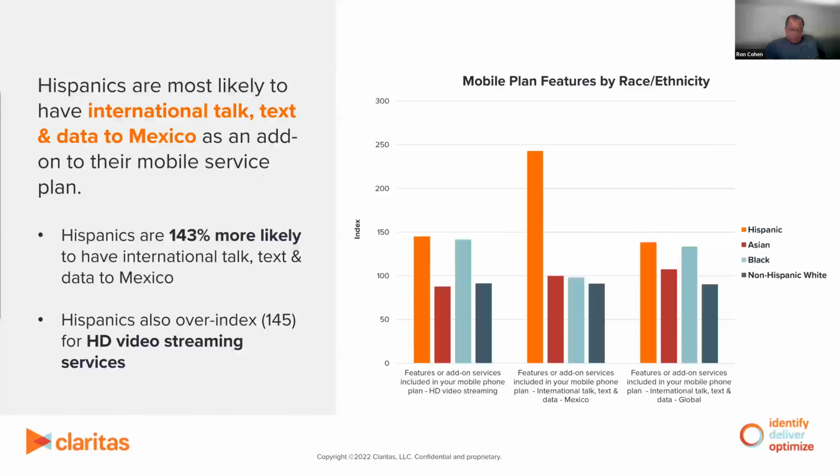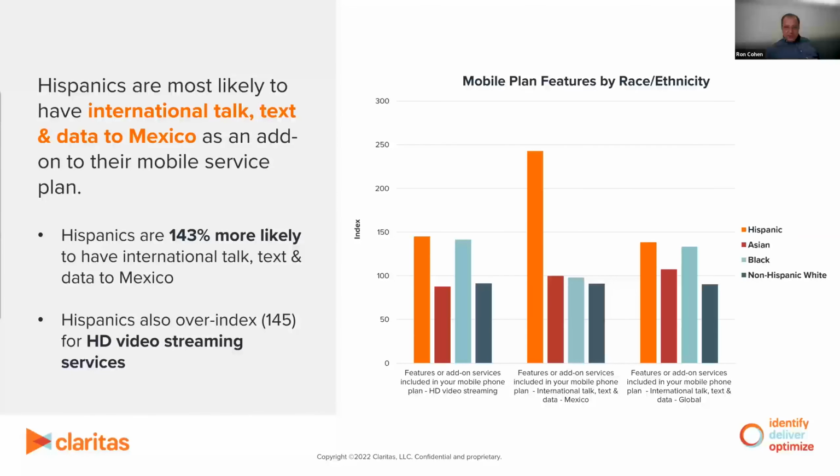How do they do it? Well, our research shows that bundling services in with your mobile plan is a very attractive thing for Hispanics. Obviously, international calling, especially to Mexico, is a no-brainer, but also things like HD video streaming. When it's bundled as a package, you don't pay extra for each megabyte, right? That attracts a lot of people, but it attracts Hispanics disproportionately so.